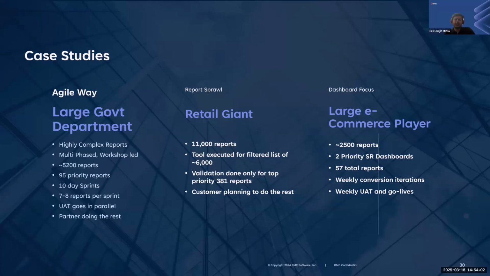Then lastly, we had a large e-commerce player. This is a company which prioritized dashboards rather than individual reports. They started with the dashboards that they were most frequently using. We analyzed those, and we found that there are multiple co-display reports in there, and multiple reports which are drilled down and drilled through. Post analysis, we narrowed it down to around 57 reports, which were part of the 2 priority dashboards that they suggested. This count includes all the linked and drilled down reports.